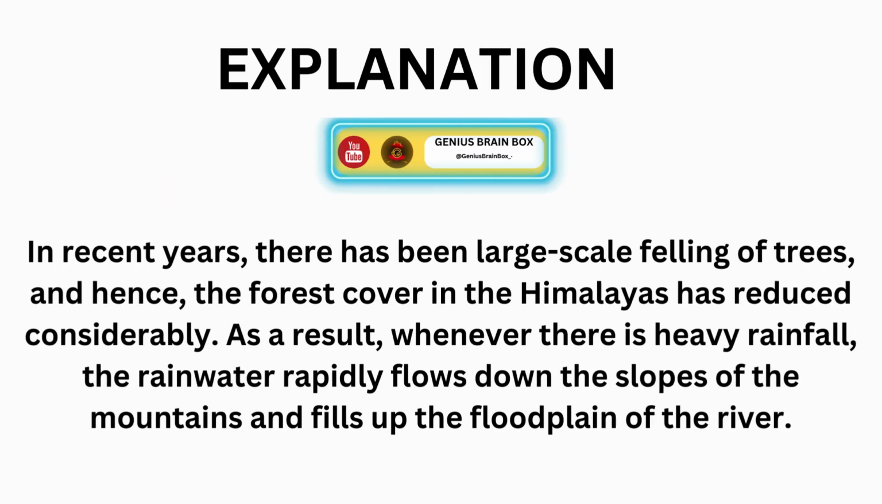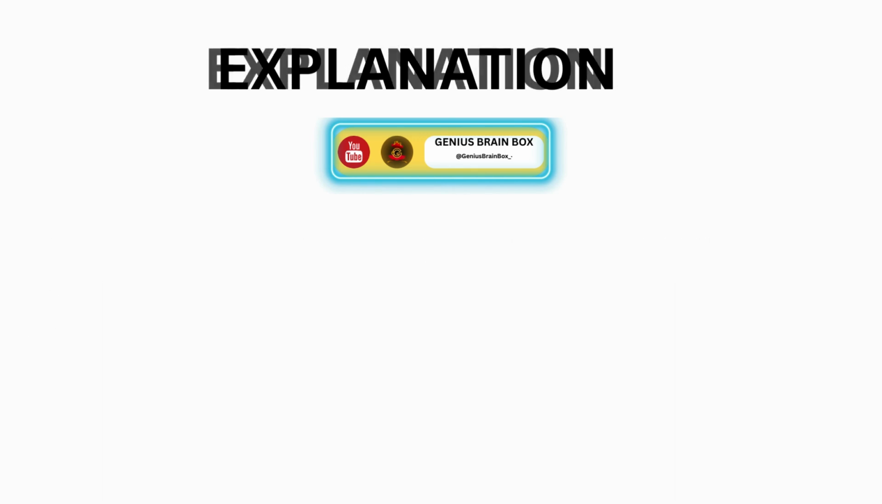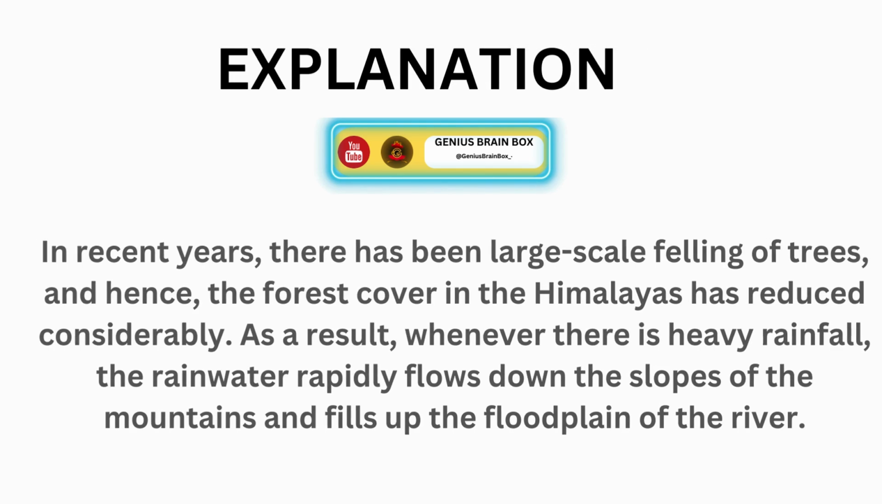Explanation. In recent years, there has been large-scale felling of trees, and hence, the forest cover in the Himalayas has reduced considerably. As a result, whenever there is heavy rainfall, the rainwater rapidly flows down the slopes of the mountains and fills up the floodplain of the river.